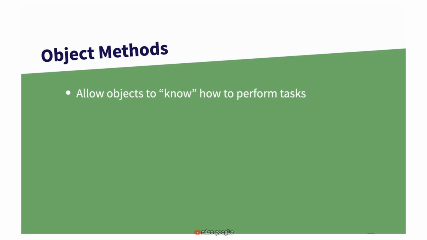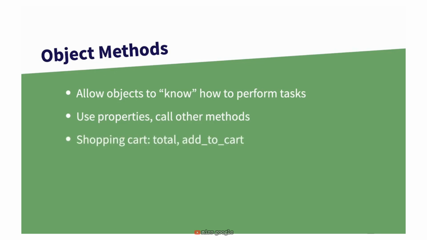This is where objects get a lot of their power, because we can add methods to teach them how to perform tasks, to examine properties, and to call other methods. Our shopping cart object might have an add to cart method, which performs several tasks. It checks product inventory, then it adds the product to the cart, then it increments the cart quantity, and perhaps even removes an item from the inventory. That's a lot of complexity that's being nicely packaged up into a single, simple function.